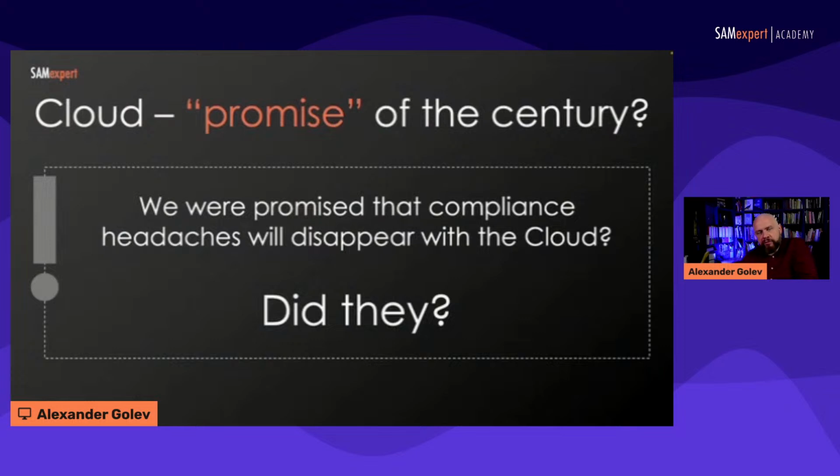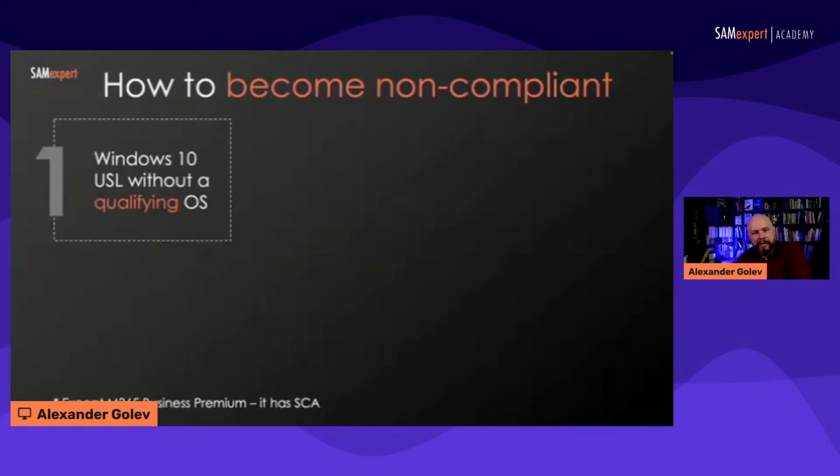And even though Microsoft 365 has a built-in feature which keeps you compliant, you can't activate an application or log into a portal if you don't have a license. Still, you may be non-compliant. And here's how. This is how to become non-compliant. Don't try this at home. These are very easy recipes to repeat, but don't do that.